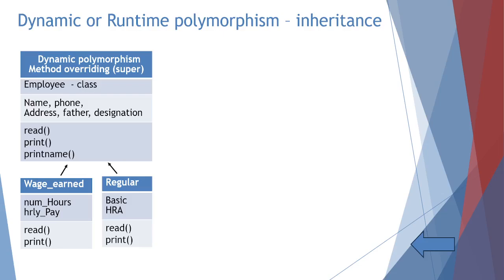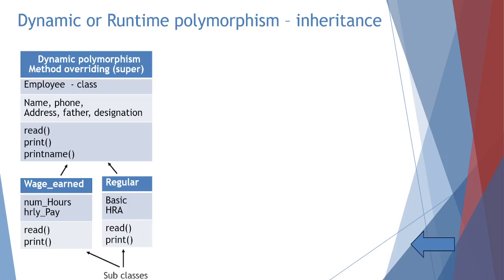So instead of declaring these 5 variables in 2 different classes, that is wage earned and regular, we create a common class. In inheritance, we create a common class, make it a superclass, and the subclasses can get the details from the superclass. Because of this, duplication will not be there. Duplication of name, phone, address, father, designation, in wage earned also, and regular also. So this concept is known as inheritance.